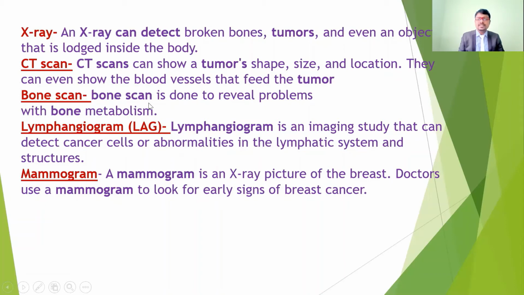This bone scan is done to reveal problems with bone metabolism. If there is any abnormality in the metabolism, especially metabolic disorders of the bones, we can identify it with the bone scan. And also the lymphangiogram. This can detect cancer cells or abnormalities in the lymphatic system. If there is anything in the lymphatic system, we can get the information with the lymphangiogram.